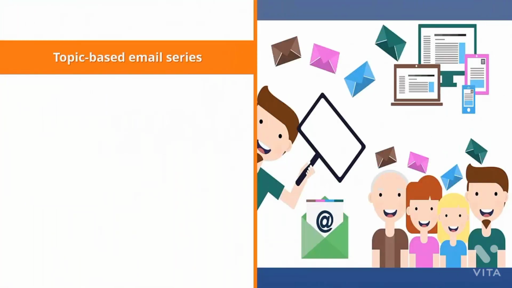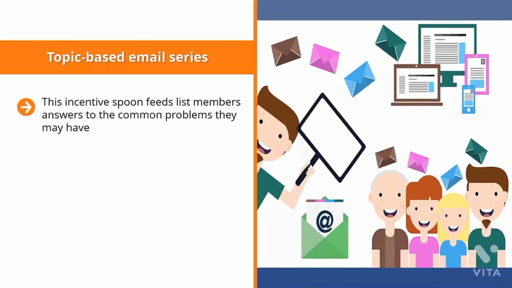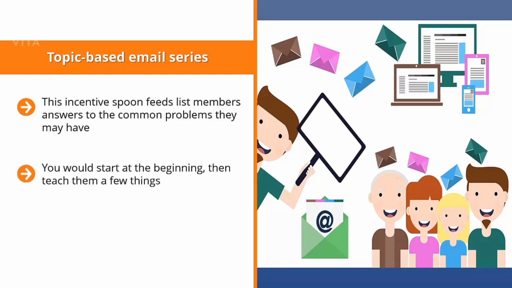Here they are. Topic-based email series. This incentive spoon-feeds list members answers to the common problems they may have. The value add is the content they receive in their emails. People who sign up for this type of mailing list incentive expect that you would be sending them pre-programmed emails that would lead them through common problems associated with the niche they're interested in. You would start at the beginning, then teach them a few things, after which you then send another email which teaches the recipient another set of solutions, so on and so forth.